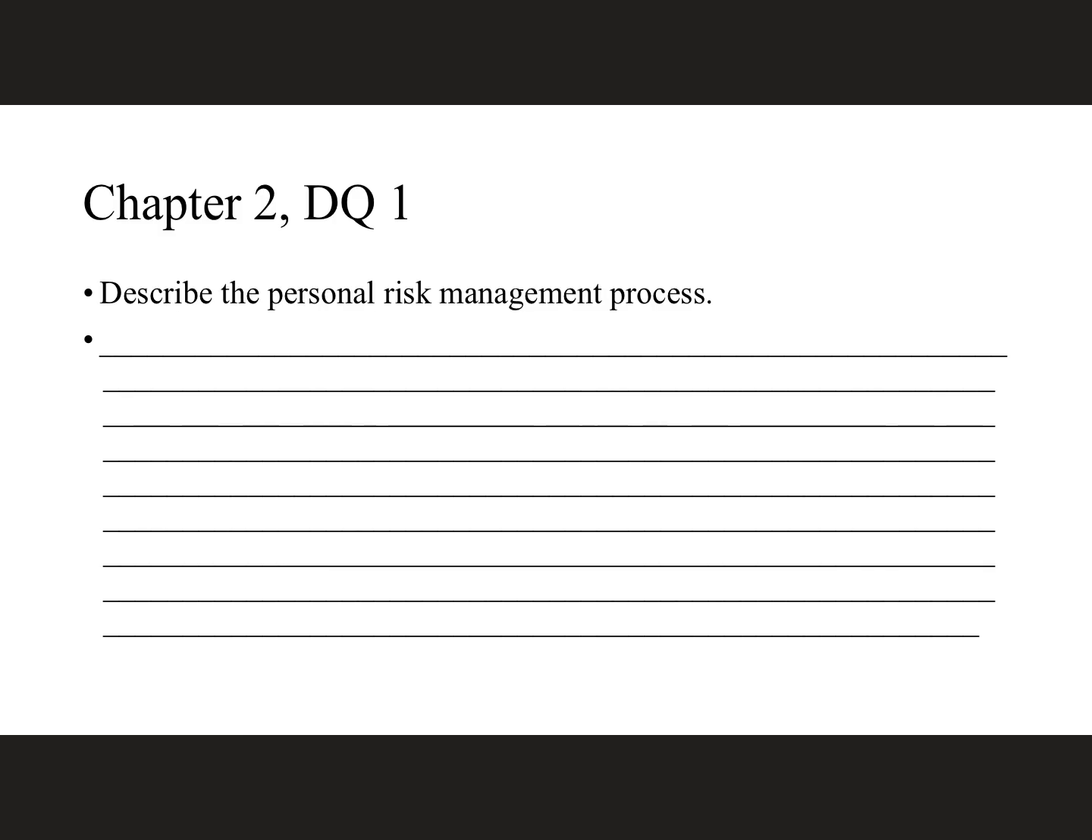So first question, describe the personal risk management process. So when we're doing this, we're wanting to do a couple of things. We want to identify, we want to evaluate, and we want to manage the risk exposures that clients face. Okay, and the chapter talks about a 7-step process.